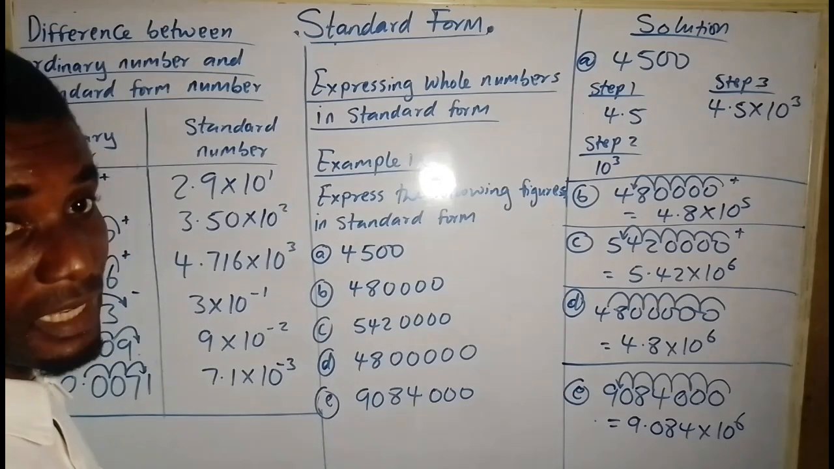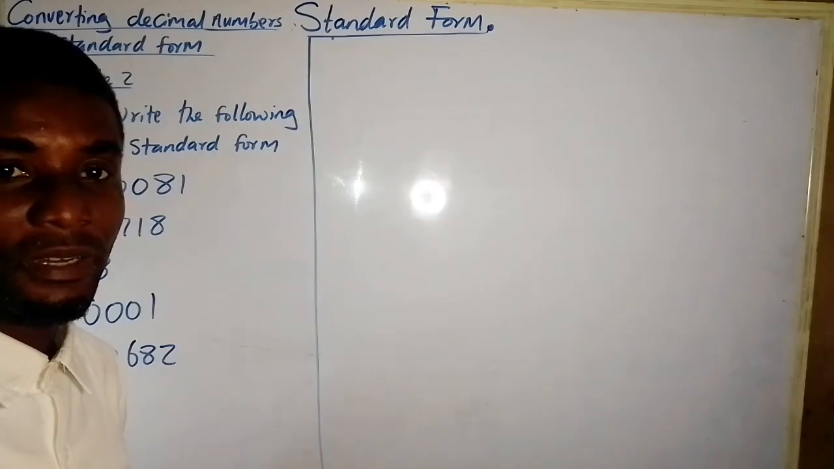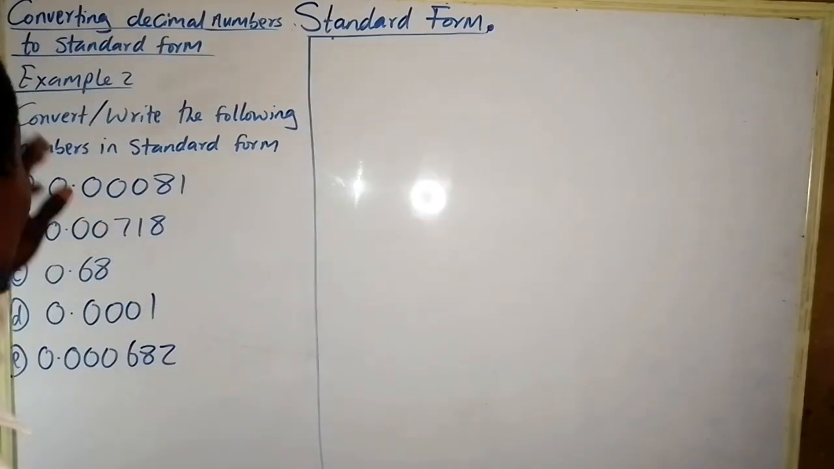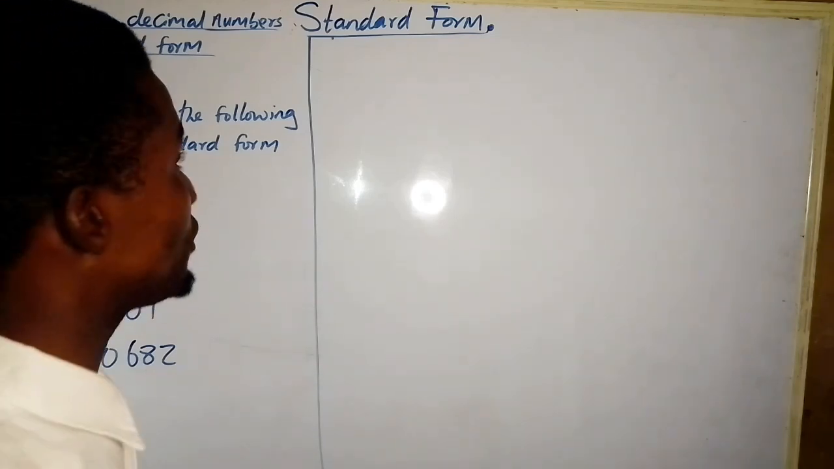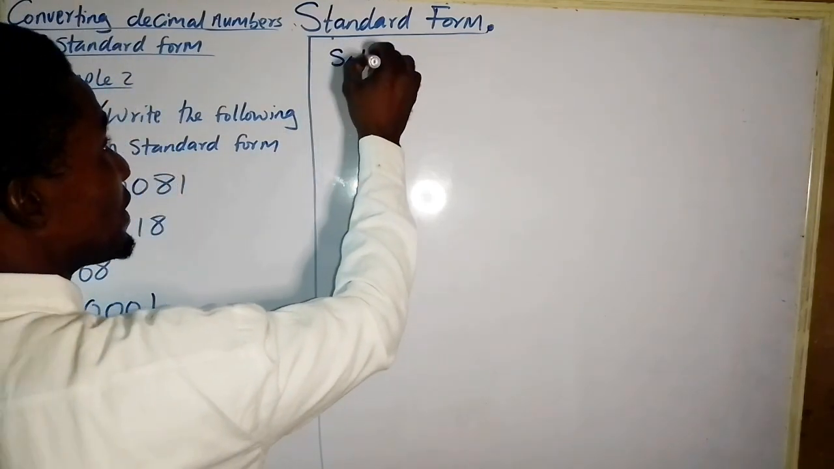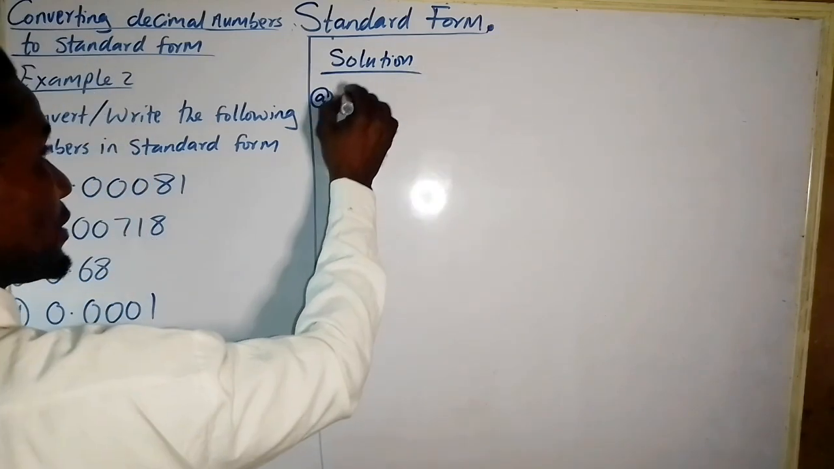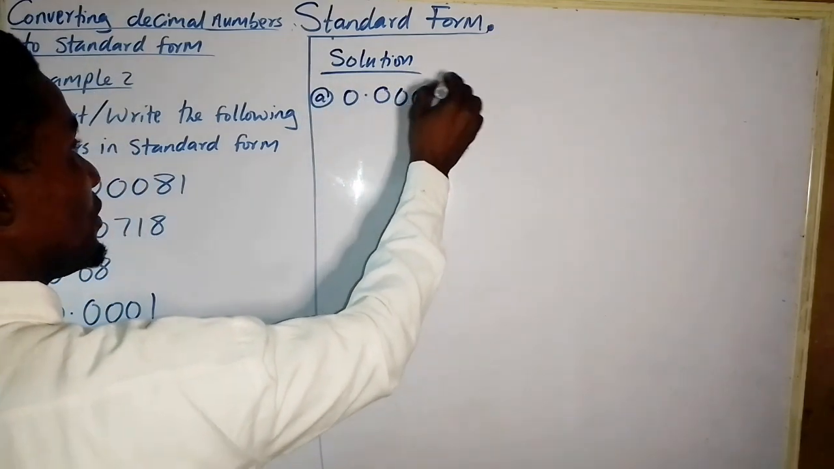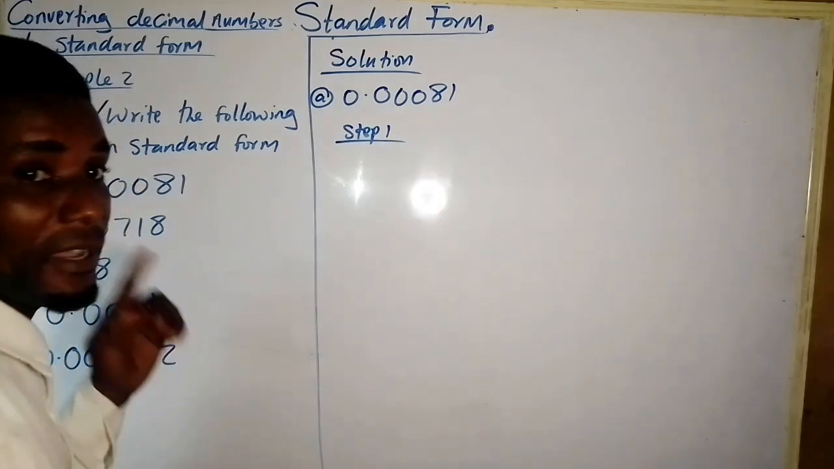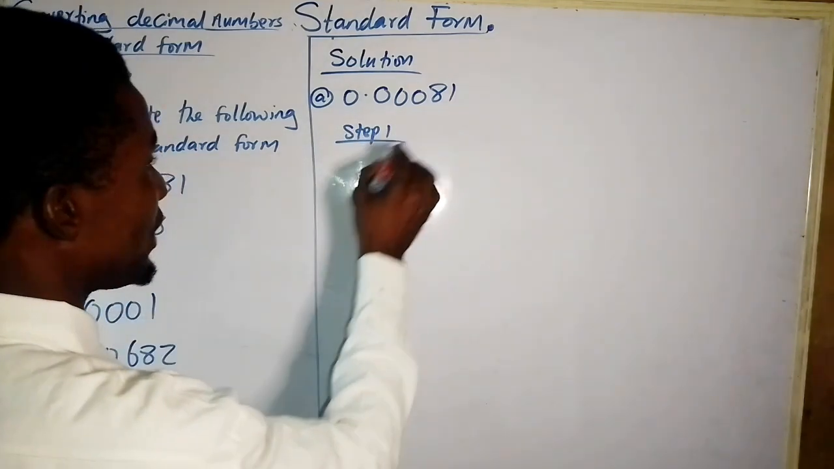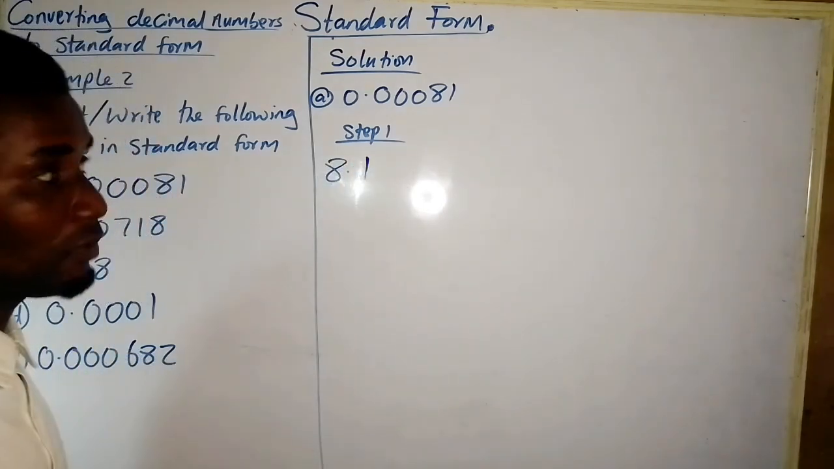So let's move to the next aspect. We want to express the decimal number in standard form. So now let's convert decimal numbers to standard form. Now, before we convert this number to standard form, let's take the steps again. Step 1, that's 0.00081. To solve step 1, identify the non-zero digits. So we have 8.1. We have identified the non-zero digits.